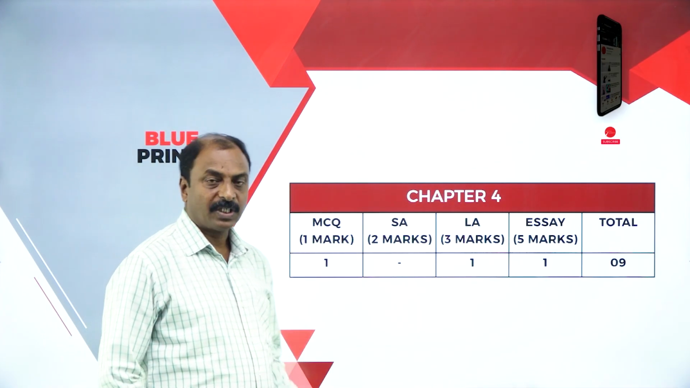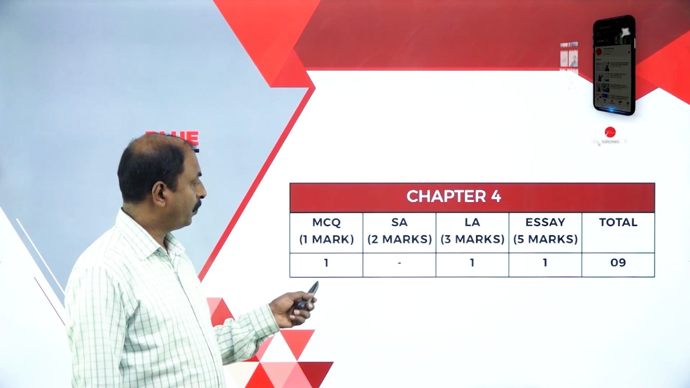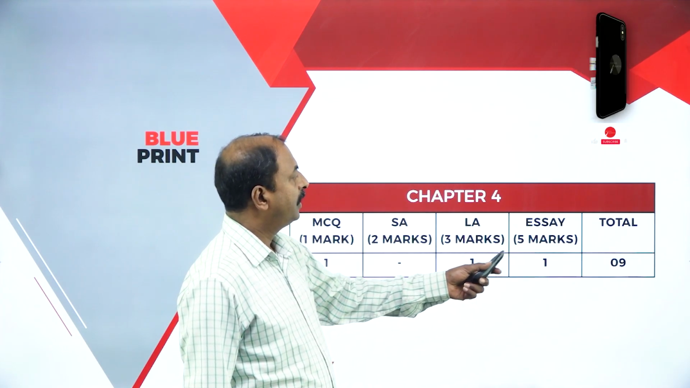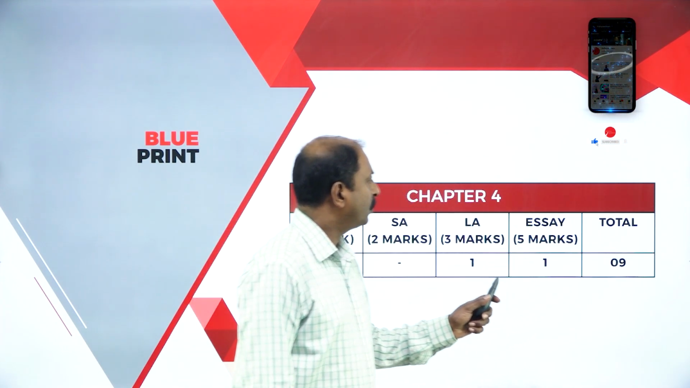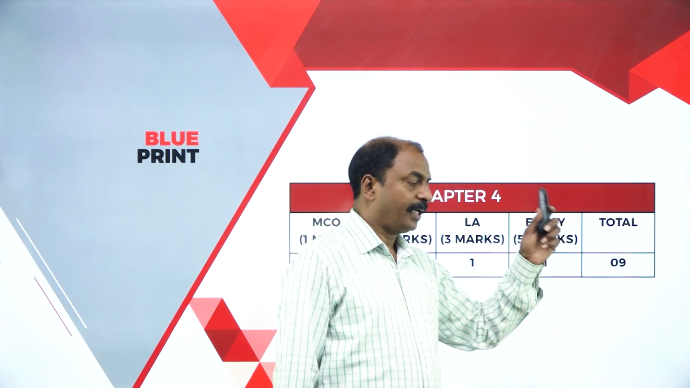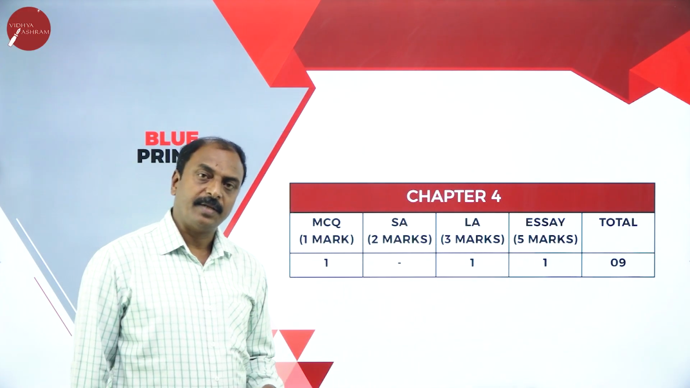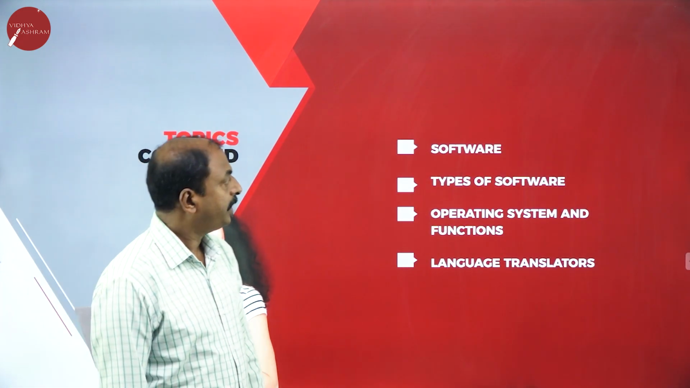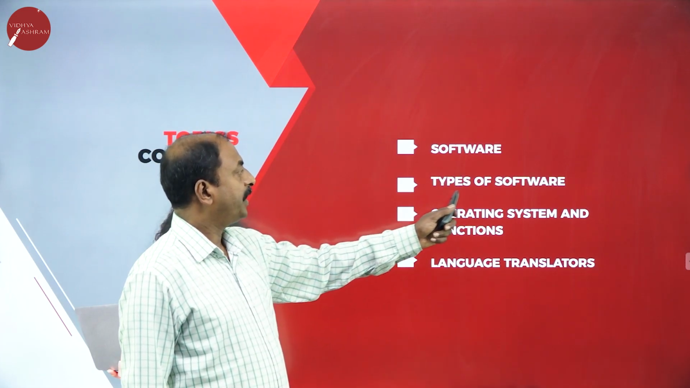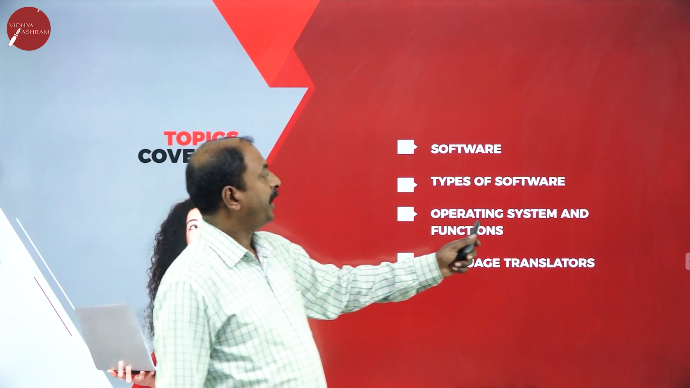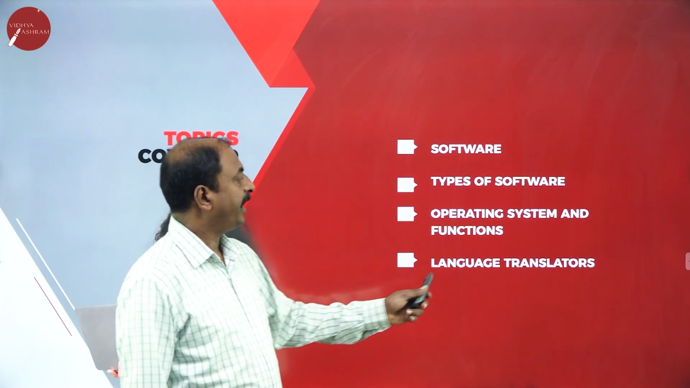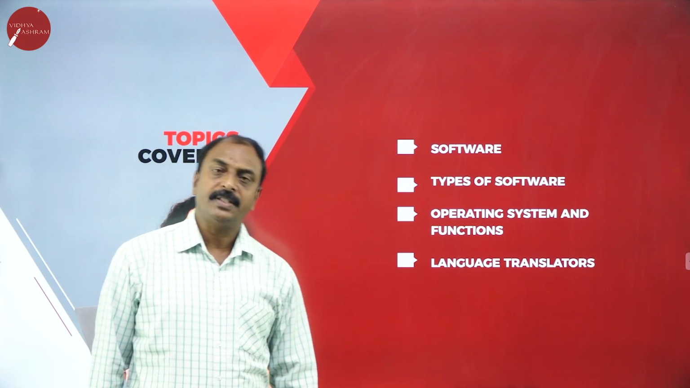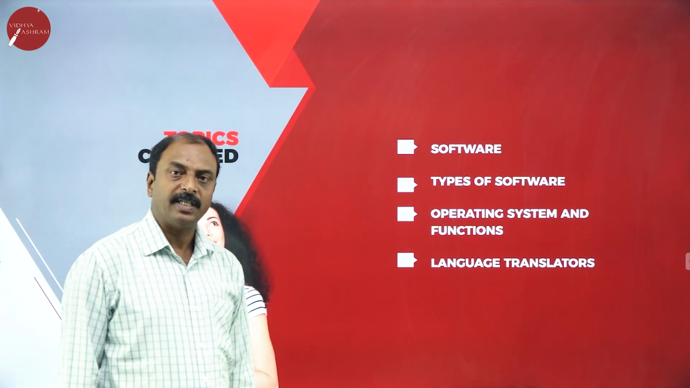Now, let us see the weightage of the chapter. Here, there is an MCQ for 1 mark, 1 question for 3 marks and 1 question for 5 marks. So, the total weightage of our chapter is 9 marks. In this chapter, we are going to learn about software and different types of software, operating system and functions, and language translator. So, these are the concepts we are going to cover in this chapter, software concepts.